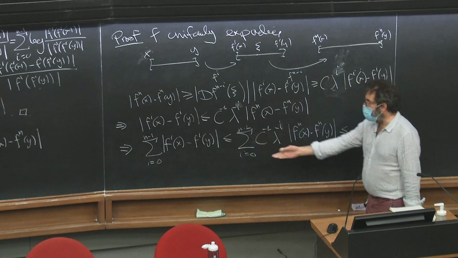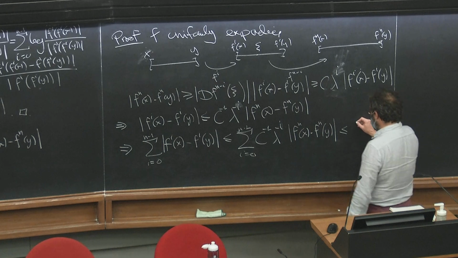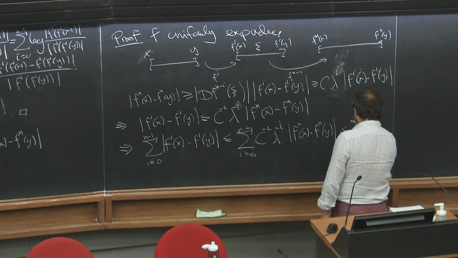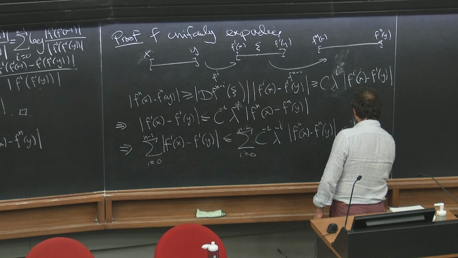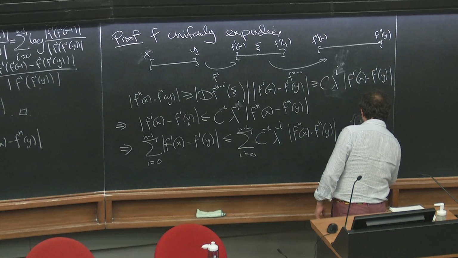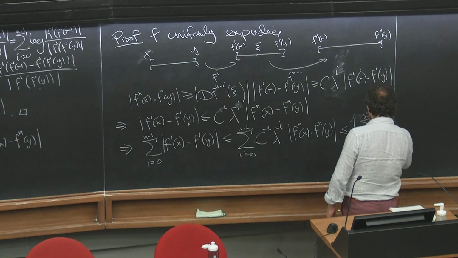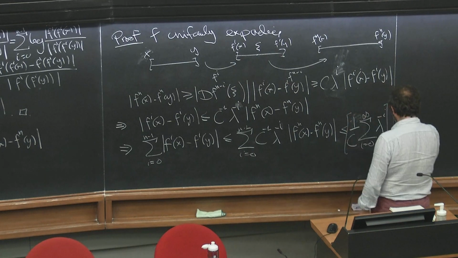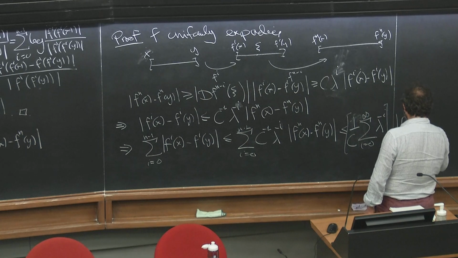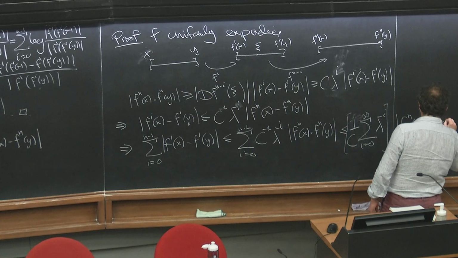And so this is less than or equal to just the sum. We can now take the infinite sum, actually. So this is just less than or equal to the infinite sum, which is 1 over c, the sum from i equals 0 to infinity of lambda to the minus i. Okay, this is now our constant, times f^n of x minus f^n of y.